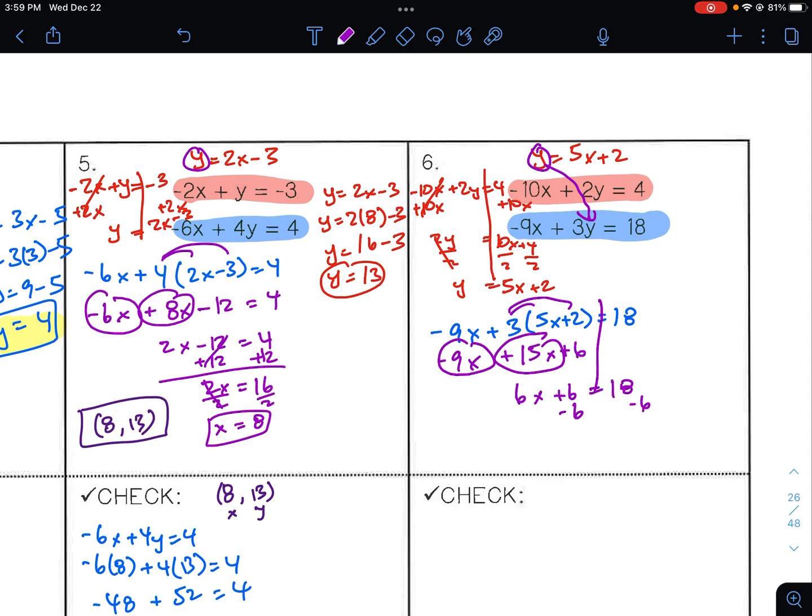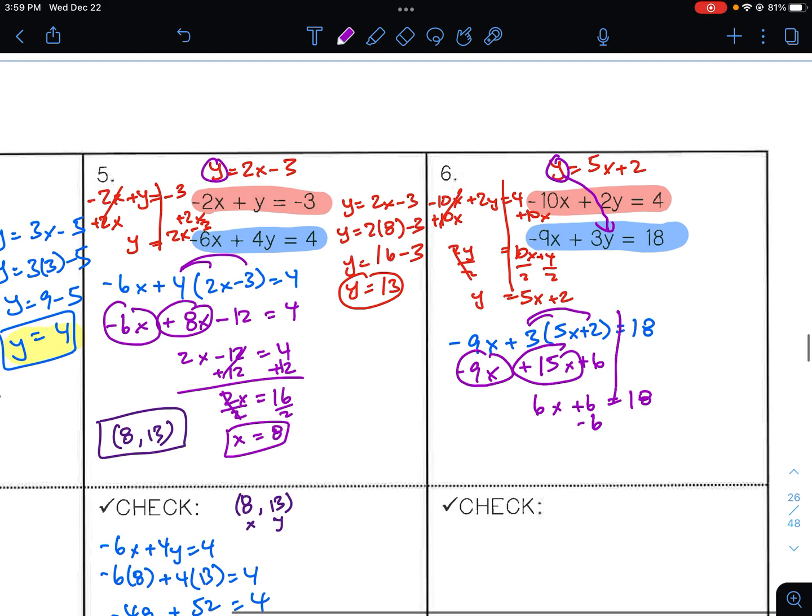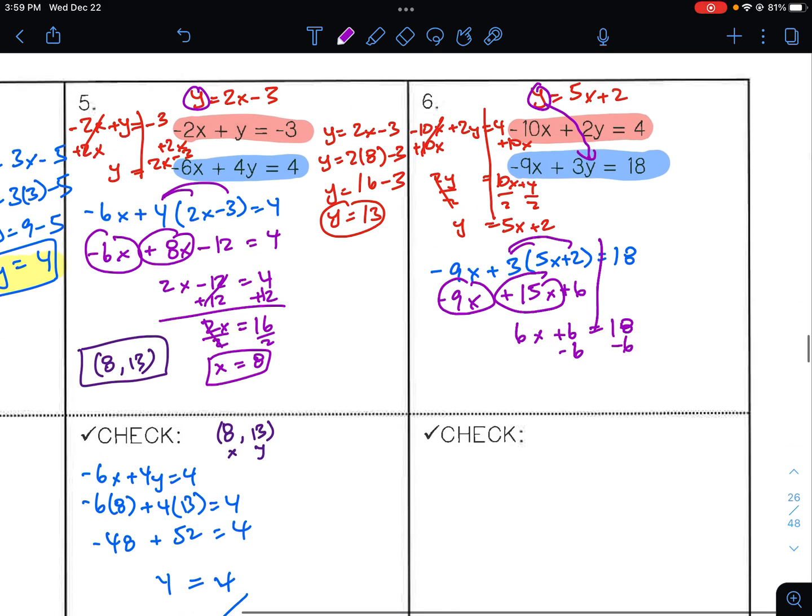Subtract 6 from both sides. 18 and minus 6 are like terms, so I can combine them. That is 12, and so 6x equals 12. Divide by 6. X equals 2. Whew. X equals 2. All right.